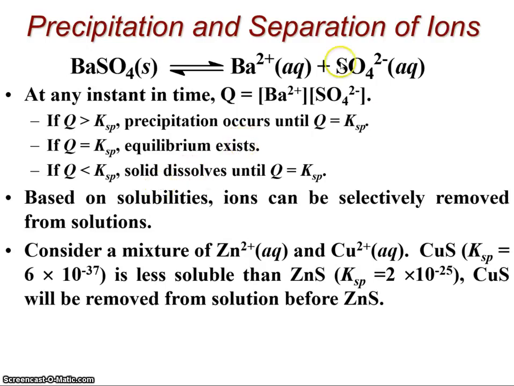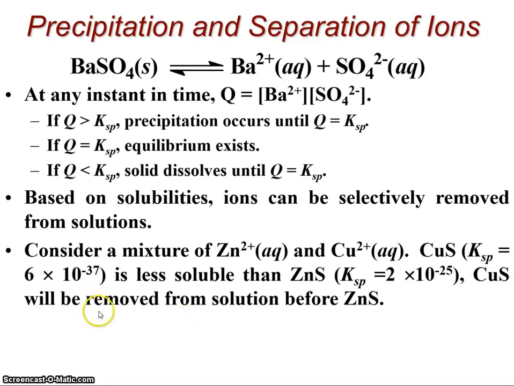Based on the solubilities of things, we can selectively remove ions from solution by precipitating them out. So if I've got a mixture of zinc and copper, the copper sulfide has a KSP of 6 times 10 to the minus 37, and that's less soluble than the zinc sulfide, which has a KSP of 2 times 10 to the minus 25. The copper will precipitate out of solution before the zinc.